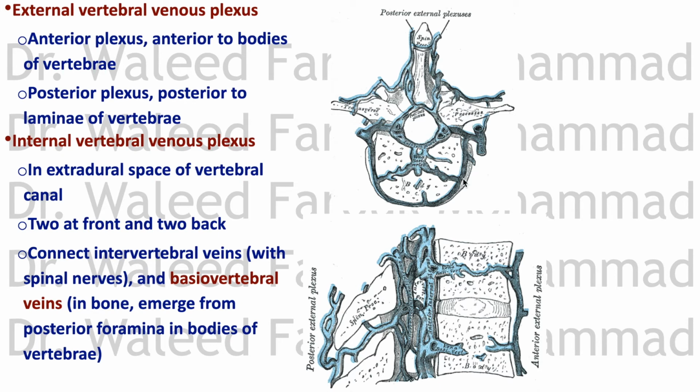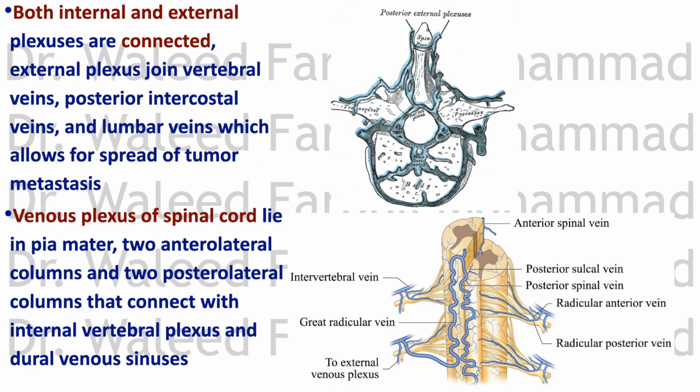So we have an external vertebral venous plexus that has an anterior component and two posterior components, as you can see here, connected to the internal vertebral venous plexus, which is outside the dura in the epidural space in the vertebral canal, and they are both connected through the intervertebral foramen. Don't forget this. This is essential for the spread of metastasis. I told you both internal and external are connected.